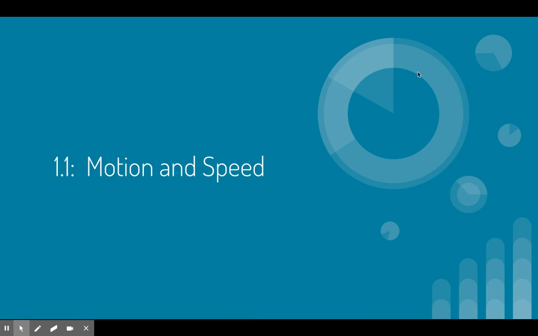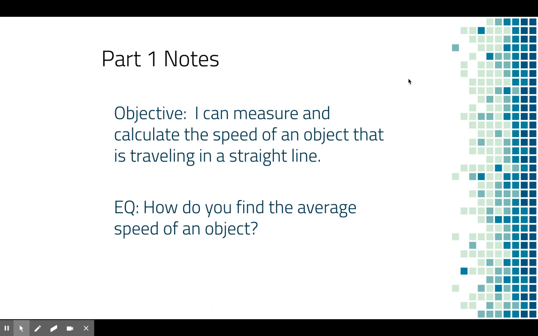So part 1 is on motion and speed. Our objective for this is I can measure and calculate the speed of an object that is traveling in a straight line. Our essential question is, how do you find the average speed of an object?